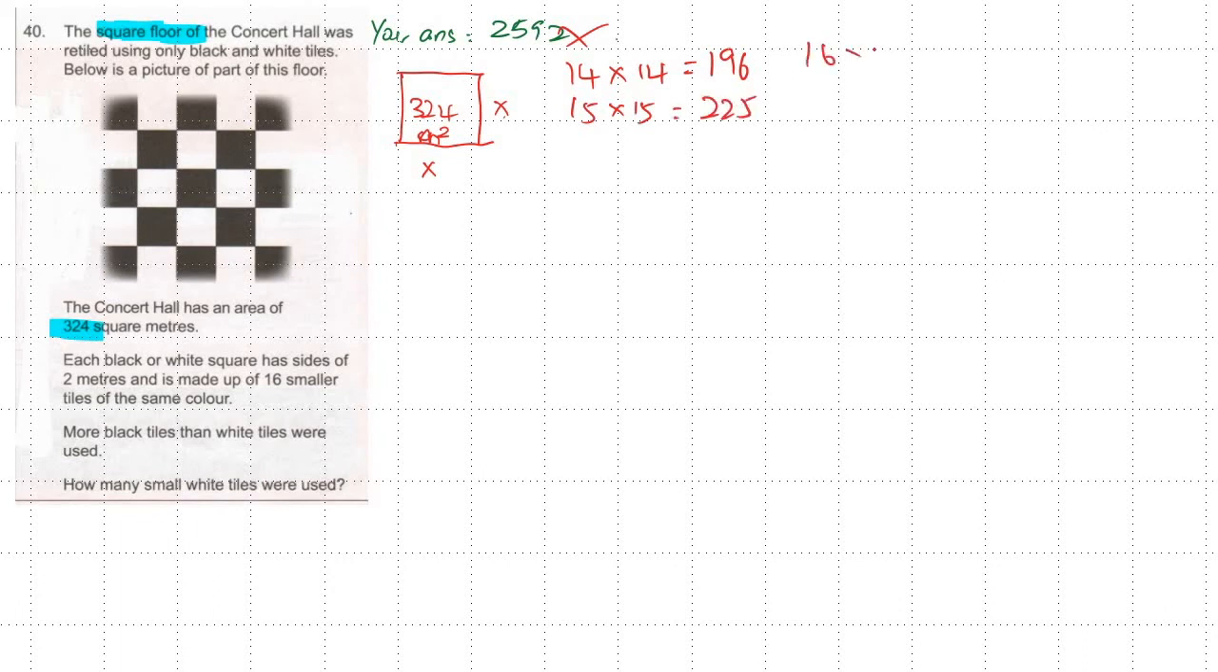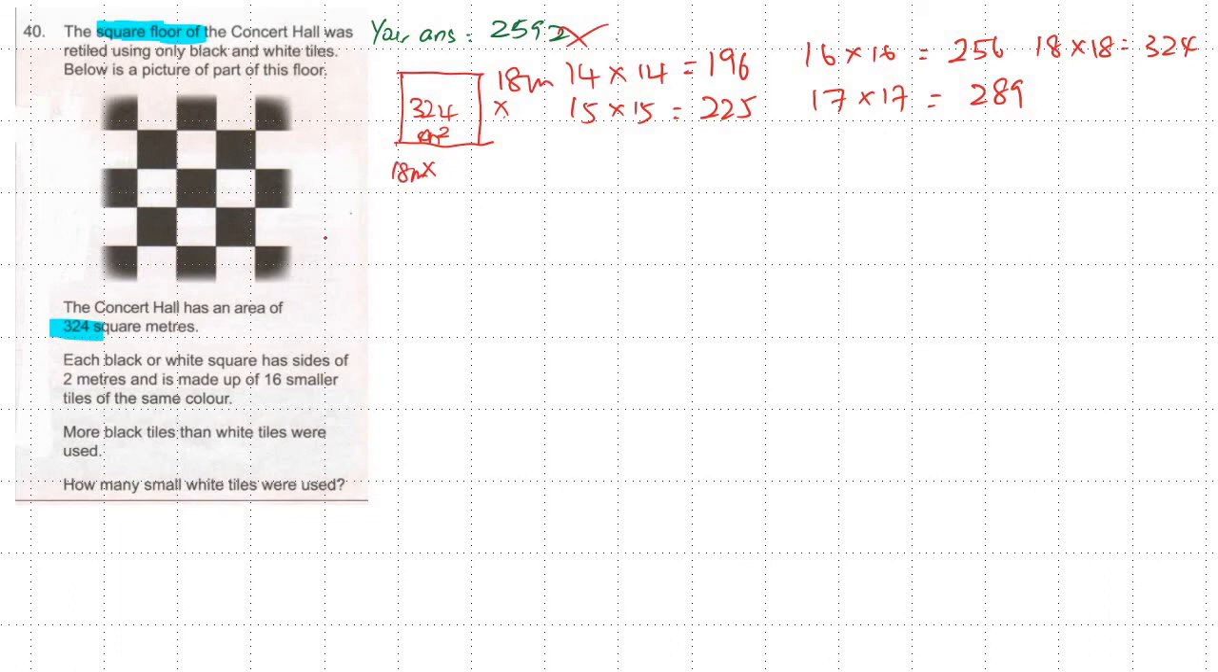Then we try 16 times 16, which gives you 256. Still not there yet. 17 times 17 gives you 289. It seems that we are almost near. 18 times 18 gives you 324. So obviously you know that here is 18 meters and here is 18 meters.